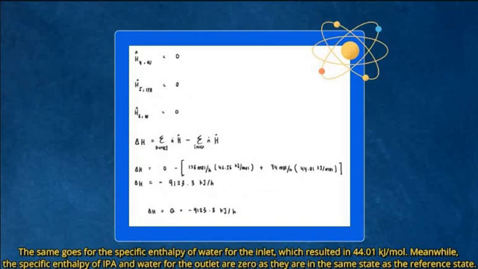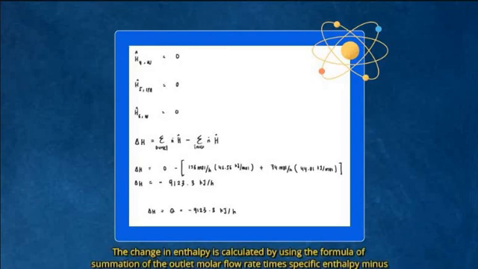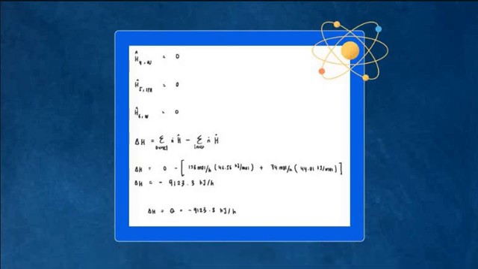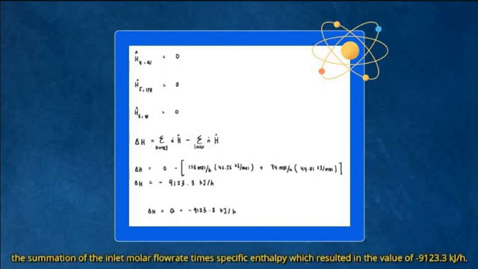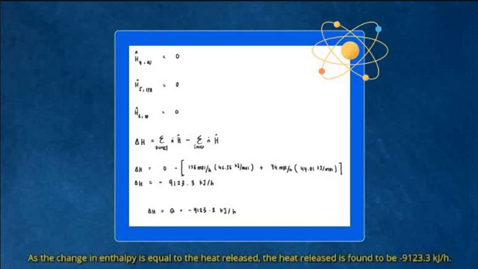with the reference state. The change in enthalpy is calculated by using the formula of summation of outlet molar flow rates times specific enthalpy minus the summation of inlet molar flow rates times specific enthalpy, which resulted in the value of negative 9123.3 kJ per hour. As the change in enthalpy is equal to the heat released, it is found to be negative 9123.3 kJ per hour.